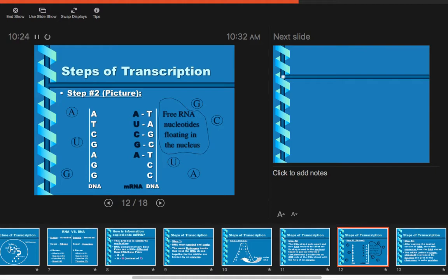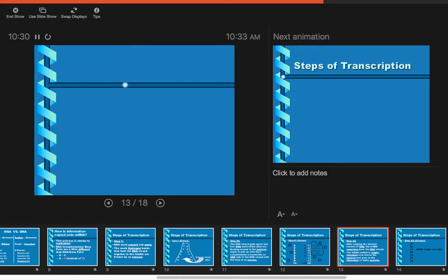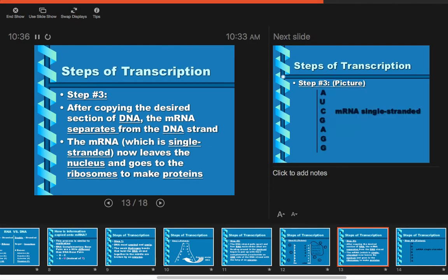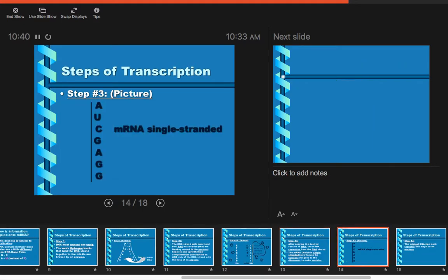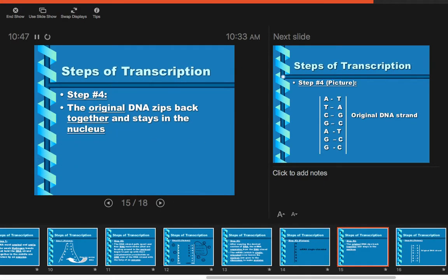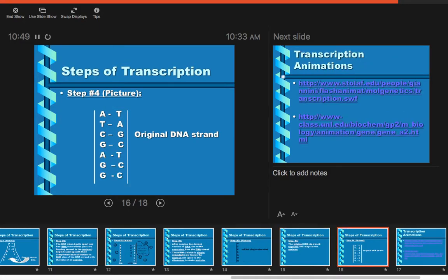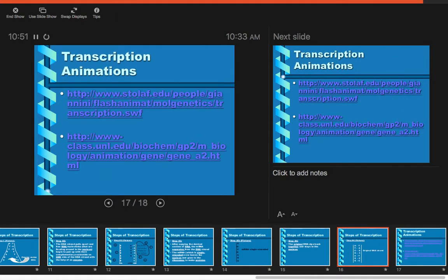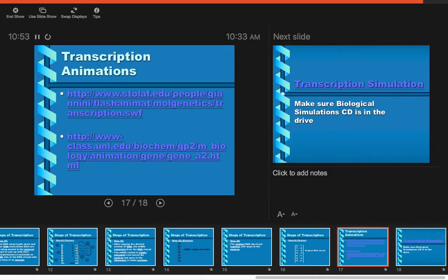So as far as transcription is concerned, DNA gives its message to RNA, and then RNA will leave, DNA zips back up, and that's pretty much it for transcription. Okay, so RNA separates, RNA goes to the ribosome to help make the protein. There's that single-stranded piece of RNA. And then the very last step, DNA is going to zip back and just stay in the nucleus. Bam. Done. Okay? So that's transcription.